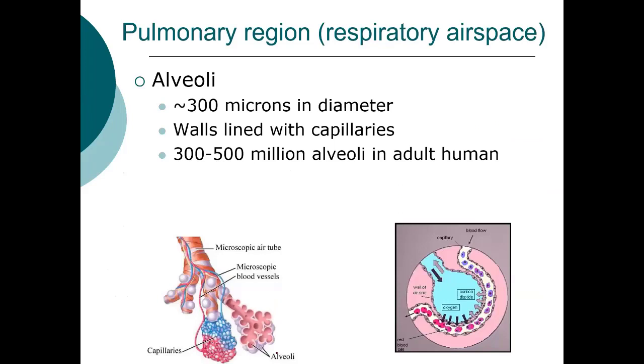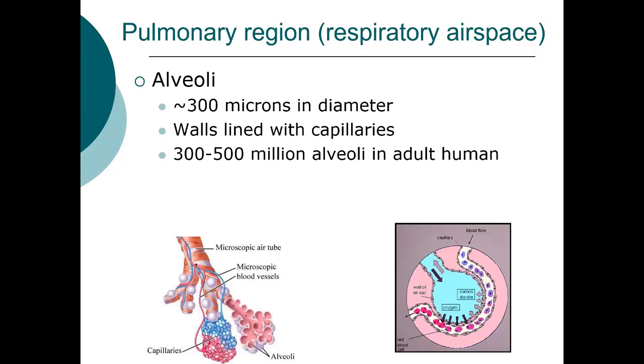Now, the terminal bronchiole have alveoli at the end. So the end of these contain these alveoli. There's roughly 300 to 500 million alveoli in an adult human. So you can see it here. So you've got the bronchiole, and at the end of the bronchiole are these sacs of alveoli.